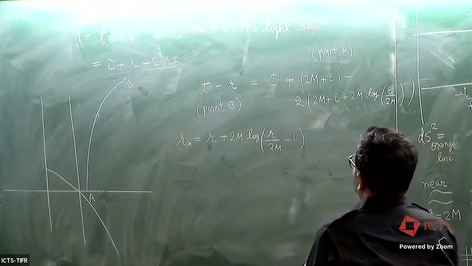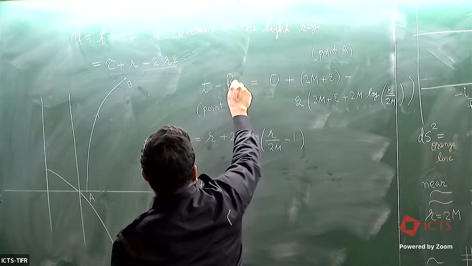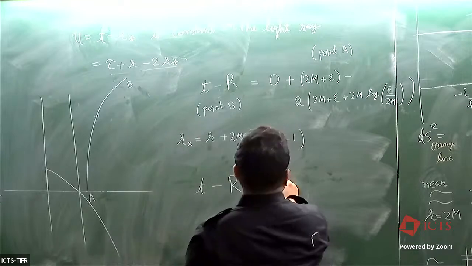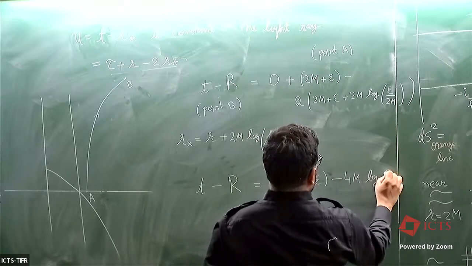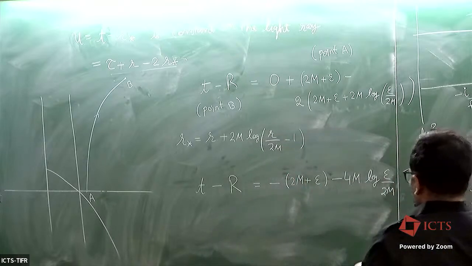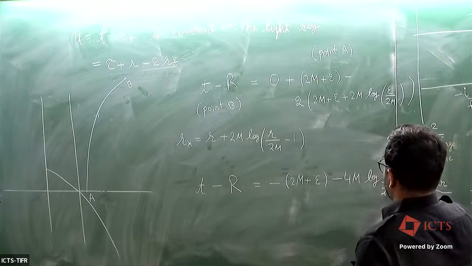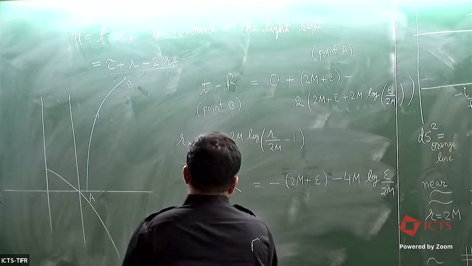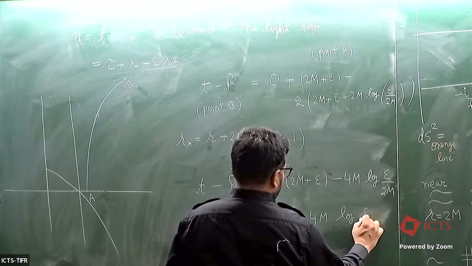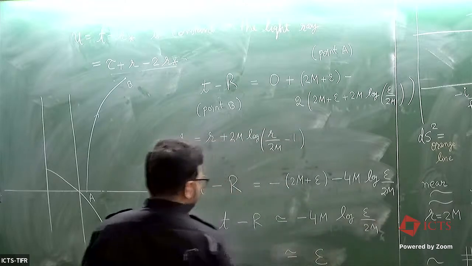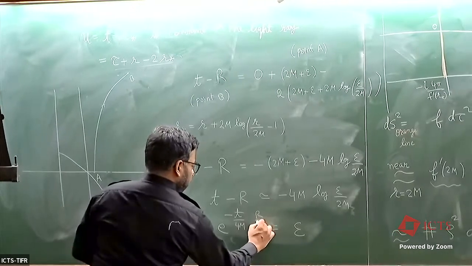So point A and point B are on the same light ray, and we have just written the equation of the light ray. So what does this tell us? Note this R was capital R for the point far away. So t minus R equals negative 2m plus epsilon minus 4m log of epsilon over 2m. Now epsilon is very small, so essentially we can ignore these terms compared to the log, because log of 1 over epsilon is going to be very big. So t minus R is approximately equal to negative 4m log of epsilon over 2m, which means that epsilon is roughly e to the minus t over 4m times e to the R over 4m times 2m.